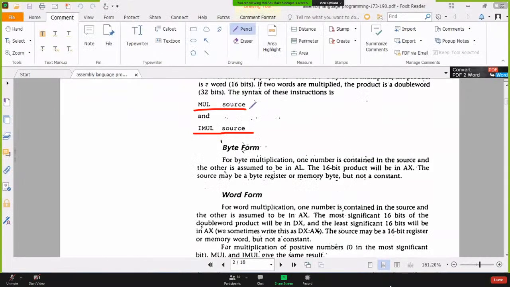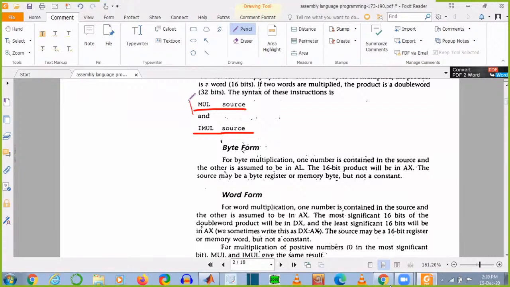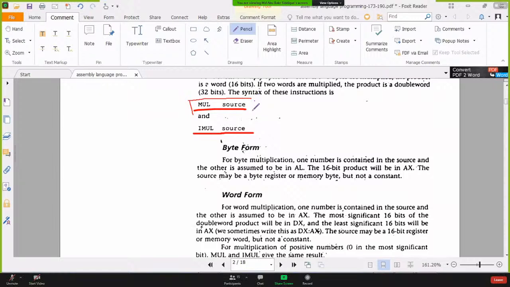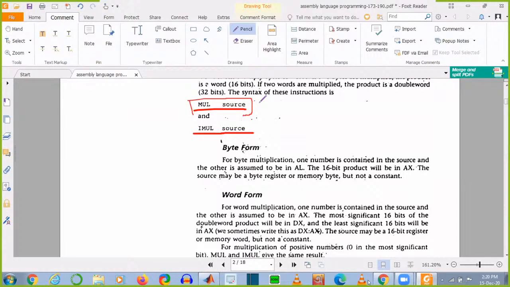So this is the syntax, MUL source. Is that for signed or unsigned? What do you think? MUL source is for unsigned. So if the operation is unsigned, then we write MUL source. Now, if the operation is signed, then we write IMUL source. Is that clear?